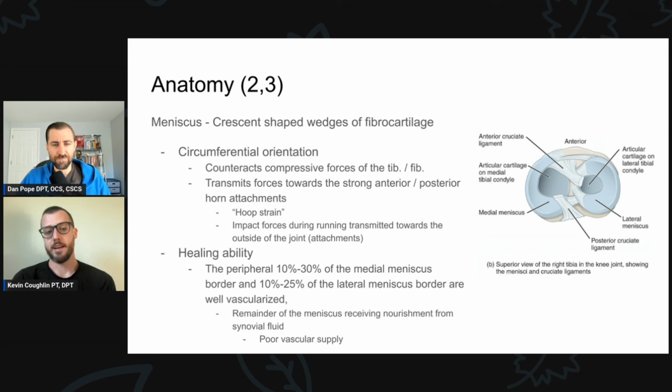Versus the middle third, we call that the red-white zone. Again, the next slide will have a good image on this. And then that inner third really doesn't get a good blood supply at all and doesn't do a good job of healing. So we'll see how that relates to deciding who should and shouldn't get surgery. But yeah, a little bit there about the anatomy.